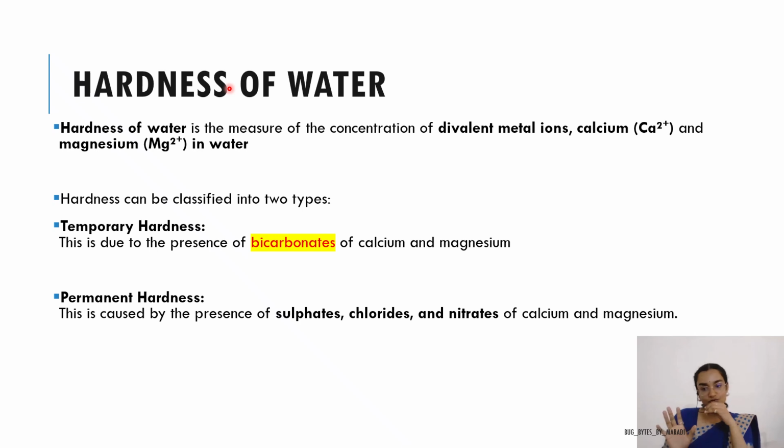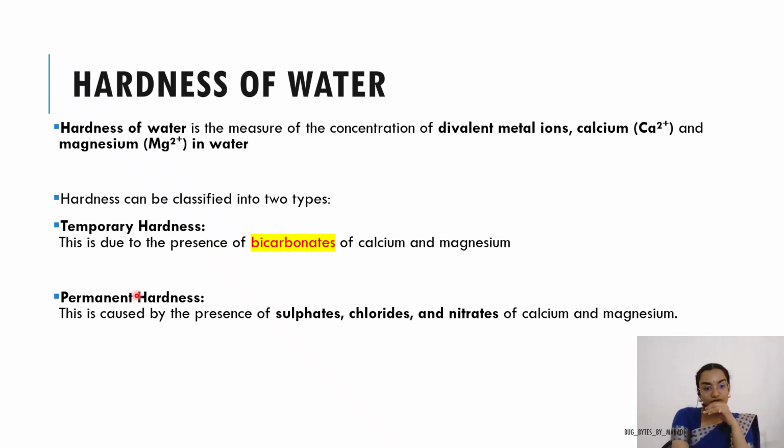There are two types of hardness. The first type is temporary hardness, the second type is permanent hardness. Temporary hardness is mainly because of the bicarbonates of calcium and magnesium present in the water, and we can remove this temporary hardness by boiling the water, which decomposes the bicarbonates into carbonates, forming precipitates.